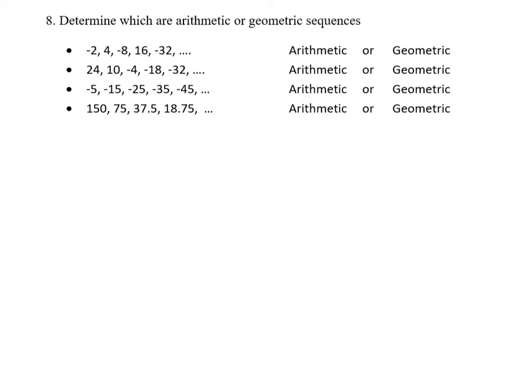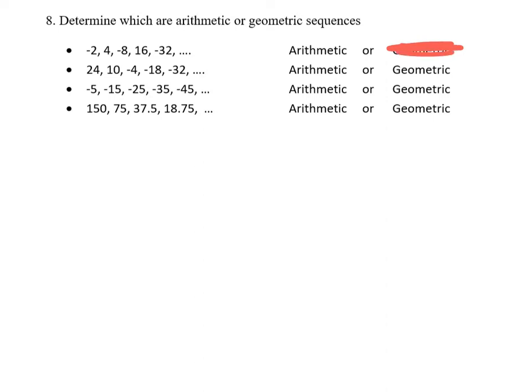Arithmetic sequences follow an adding pattern. Geometric follow a multiplicative pattern. So in this first one, it looks like we're multiplying by -2. -2 times -2 is 4. So this is geometric in nature.